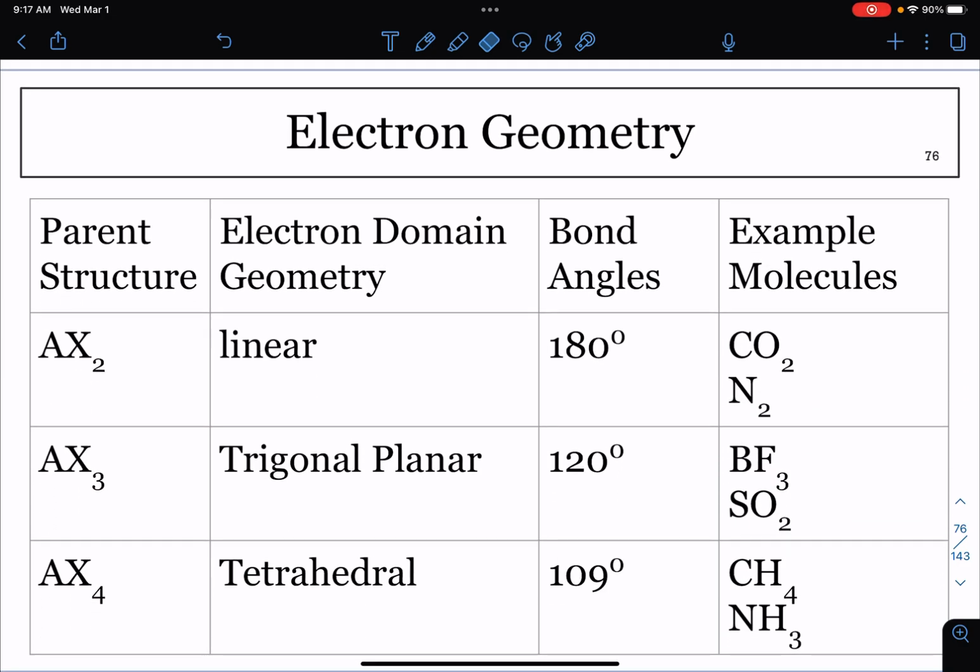If you have AX2, that means you have a central atom and 2 other electron domains on the central atom. If those 2 electron domains get away from each other as far as possible, they create a linear structure with the central atom, and the bond angle is 180, and we have 2 examples. We'll be drawing lots of examples in a moment here. If you have 3 electron domains around the central atom, the symbol is AX3. We call this trigonal planar, bond angle 120, and then here are a couple of examples. AX4, like we've learned, is called tetrahedral, bond angle is 109, and then here's 2 examples that, again, we will be drawing in a moment.